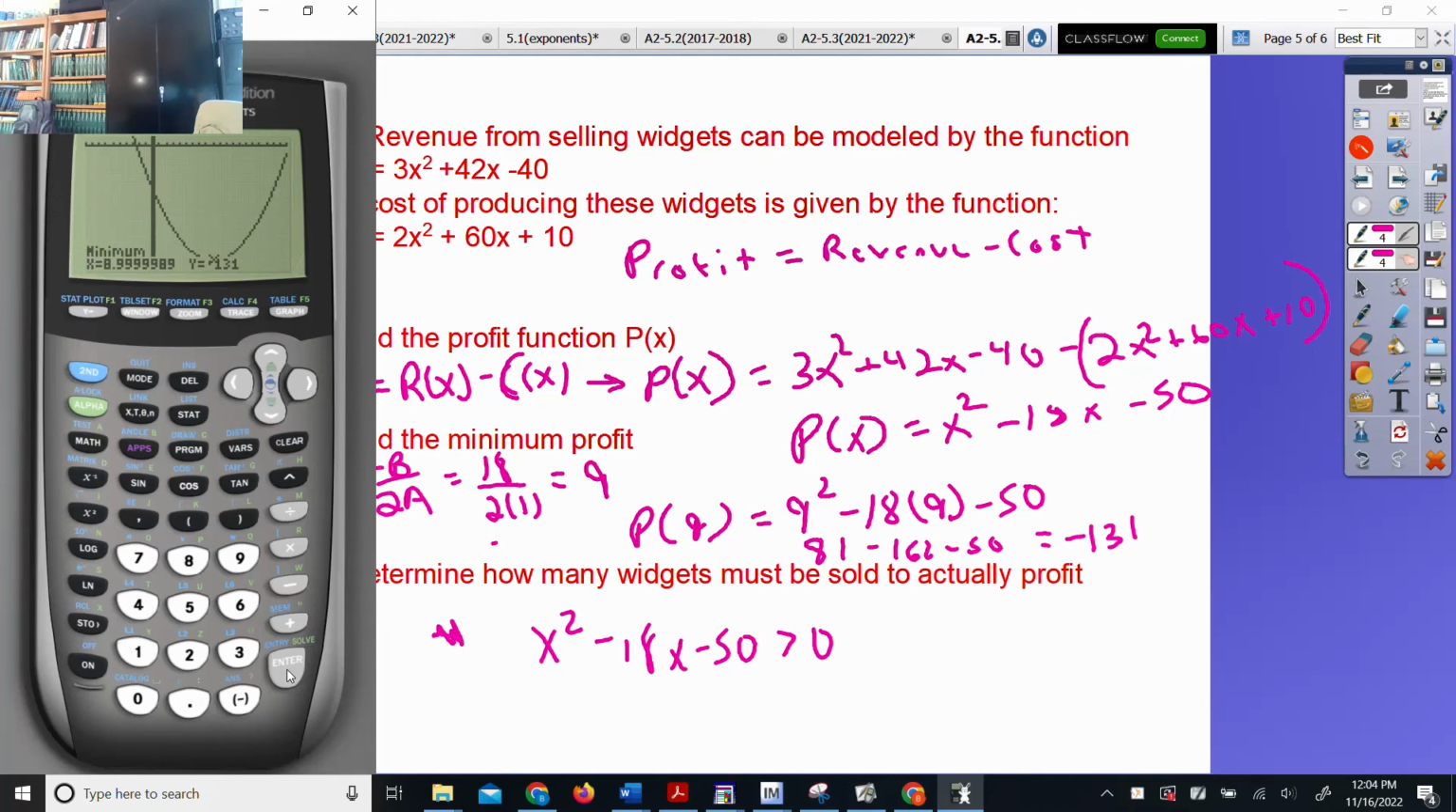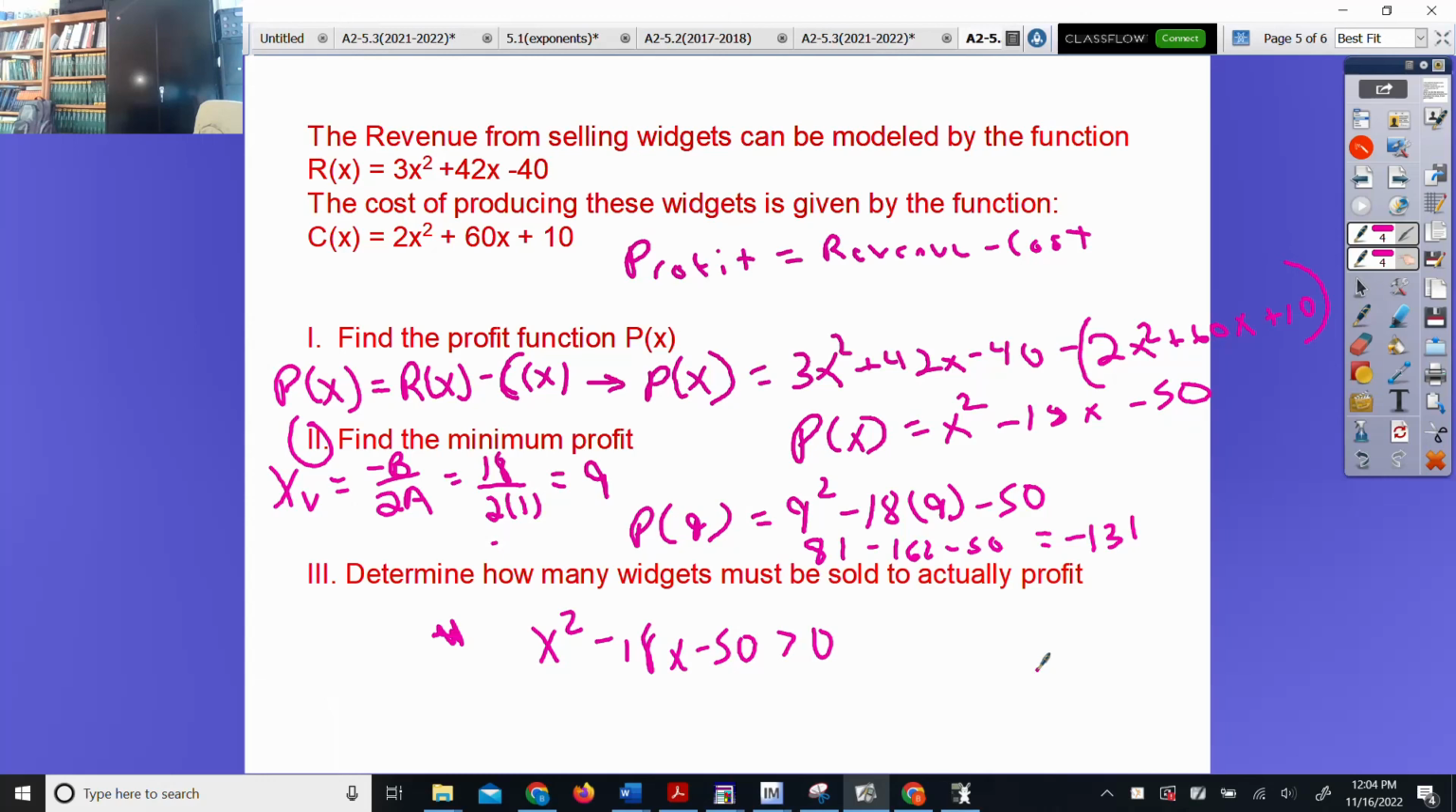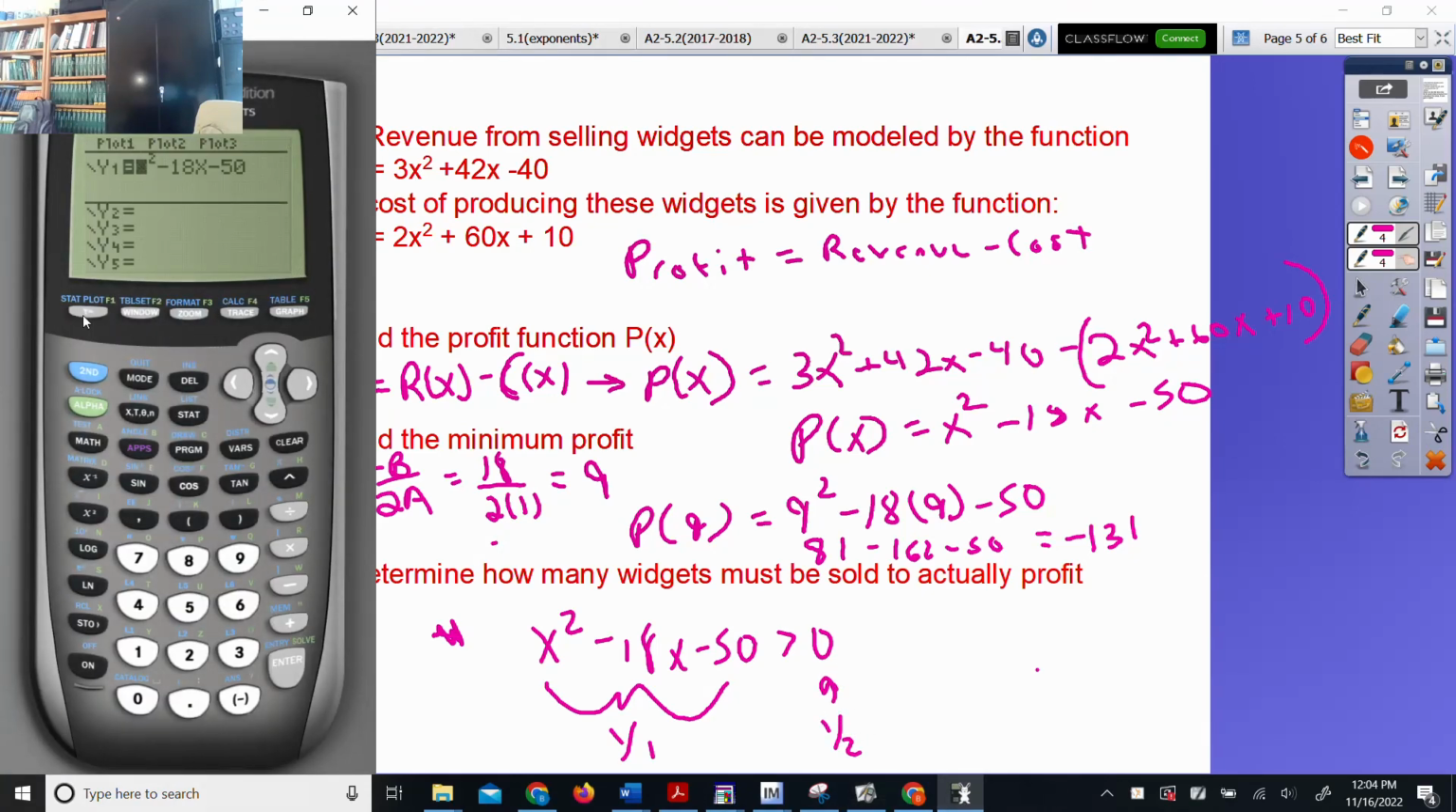All right. Now, back to this one down here. Determine how many widgets must be sold to actually profit. We already have this guy in Y1, so where can we put the 0? Y2. Back to Y equals. Y2 is going to be a 0. I'm going to hit graph. I actually think we should have gone a little bit past 20 units. Most of you have the color edition calculators. If you got black like I do, you can't see the actual line being drawn, but you have to just accept the faith that it's there.